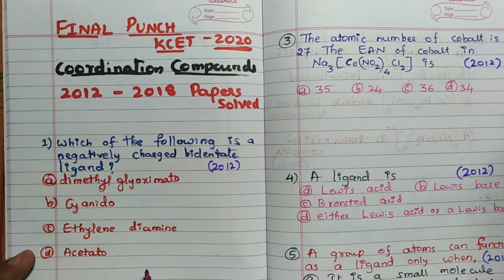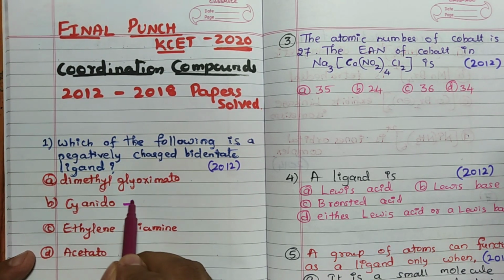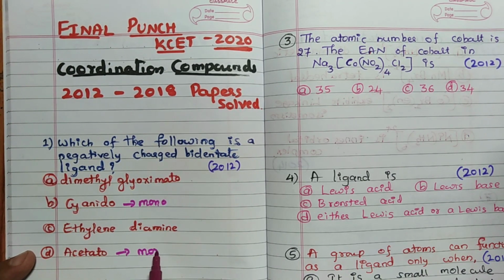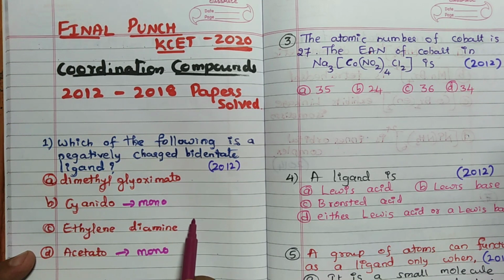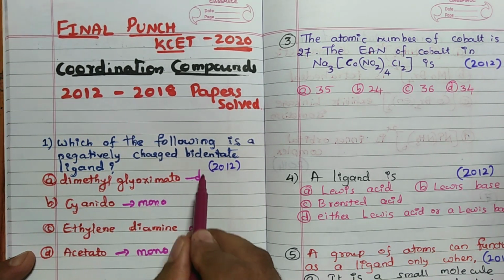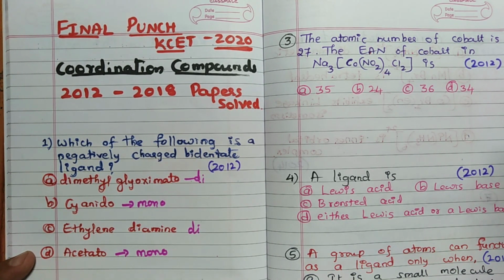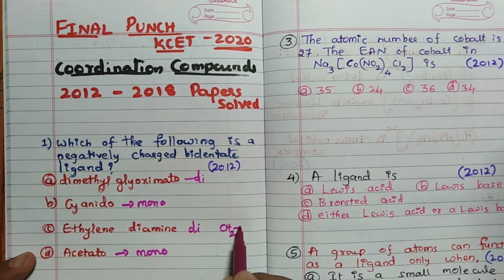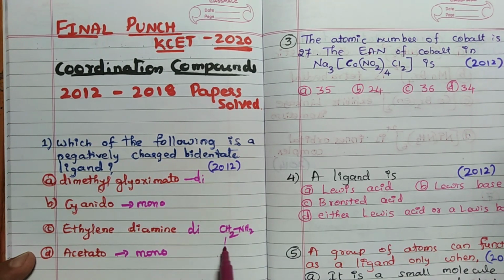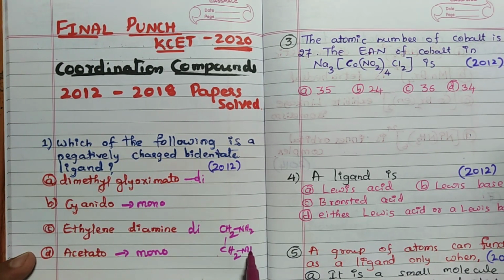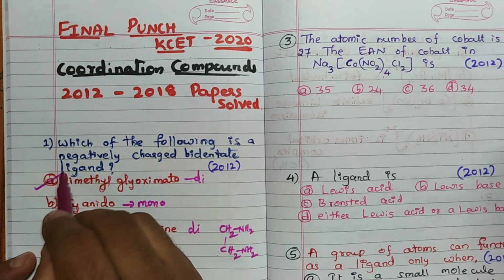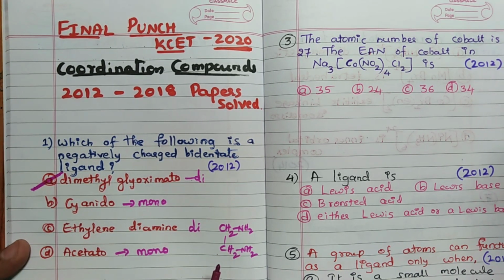See how we can tell the answer. We know that cyanide is monodentate and acetato is monodentate. This is didentate and this is didentate. Definitely we know that ethylene diamine is not a charged one. It is a neutral one, CH2NH2, CH2NH2. Which means which one is left? That is dimethyl glyoxymato. The answer for this question is this.